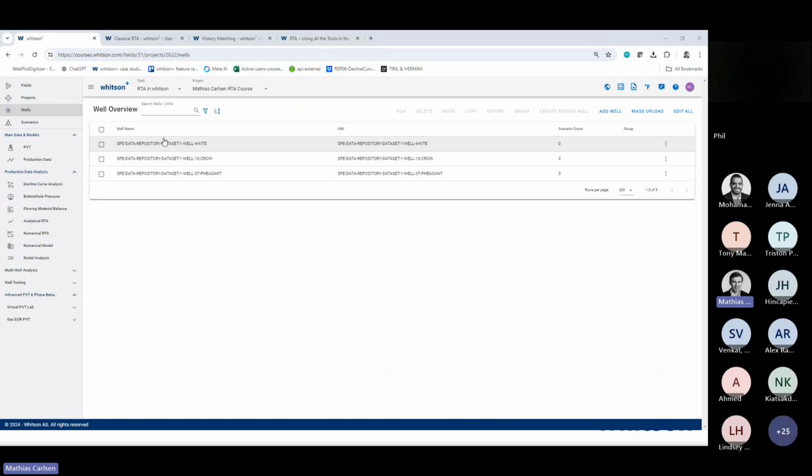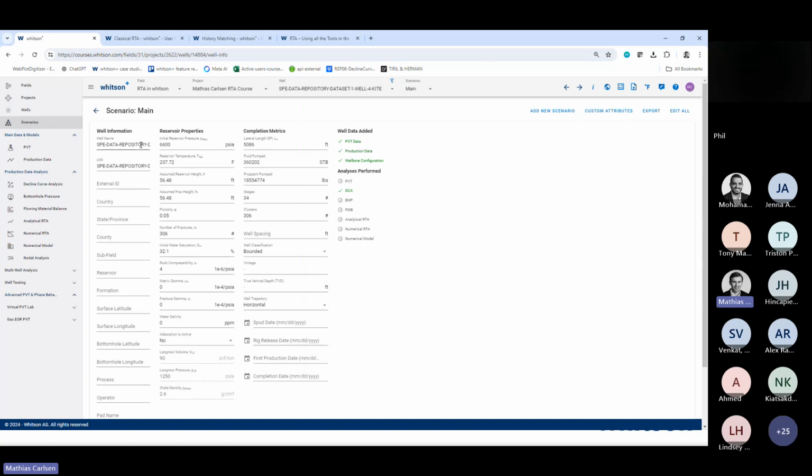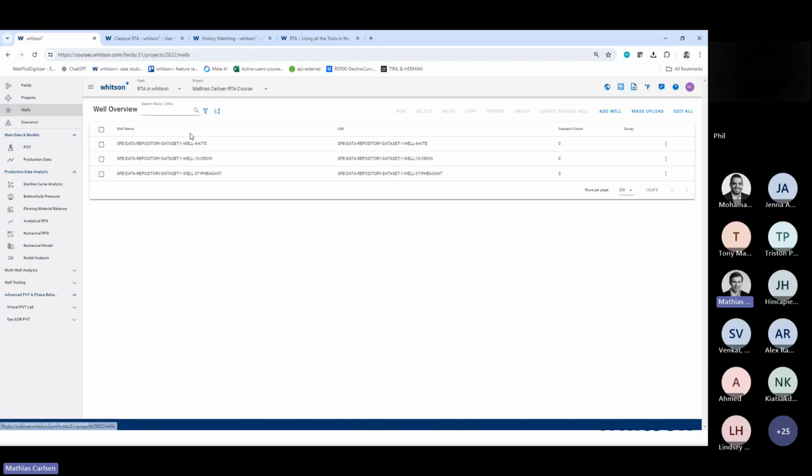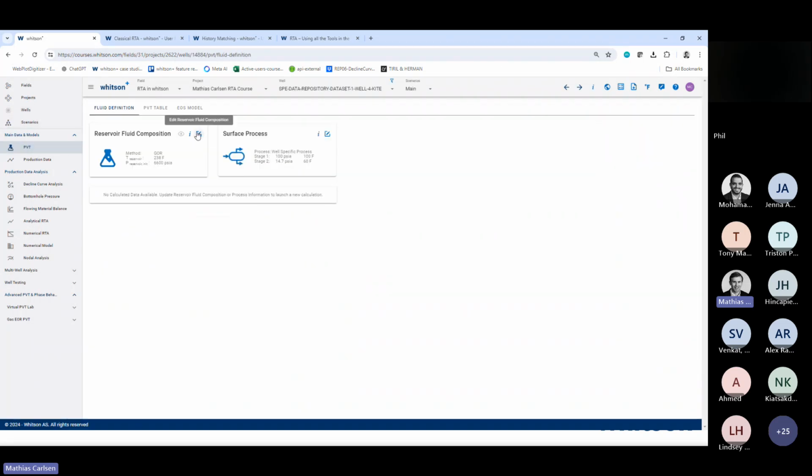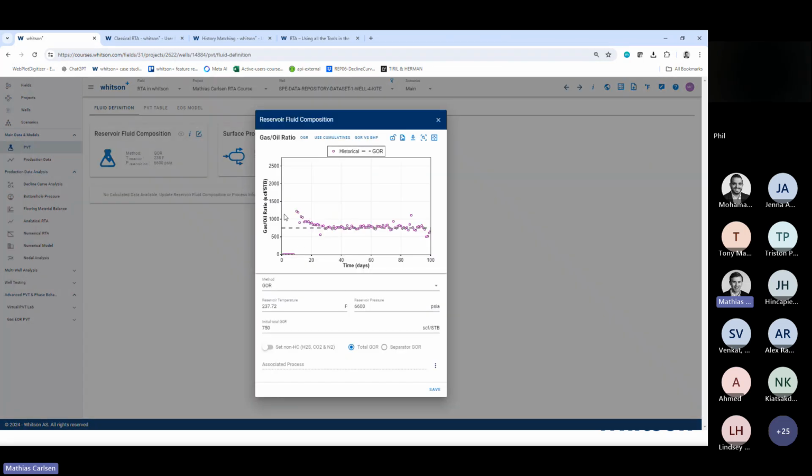Kite well, this is the one at the top here. If you click it, the first thing we're going to do is to provide some PVT properties. I want to show that again. Make sure that you're in your project, that you find the Kite well, go to PVT, and in the PVT overview, we are actually going to just click save in this case.